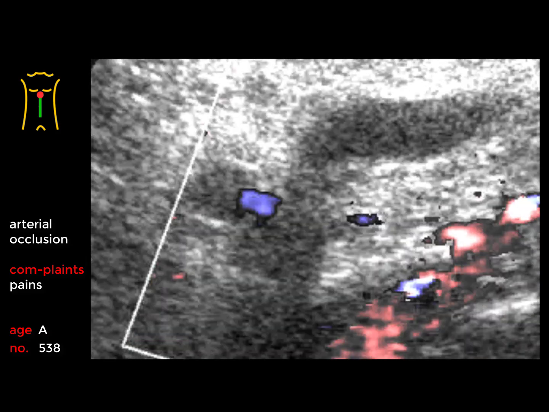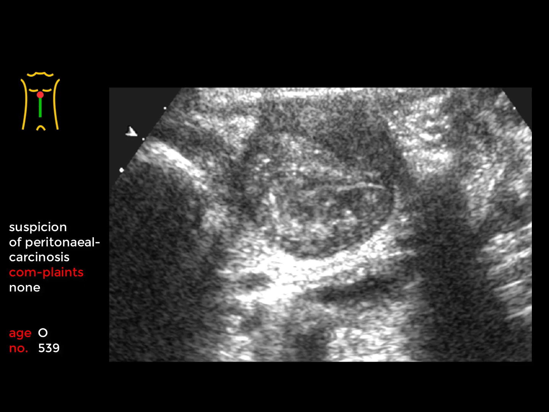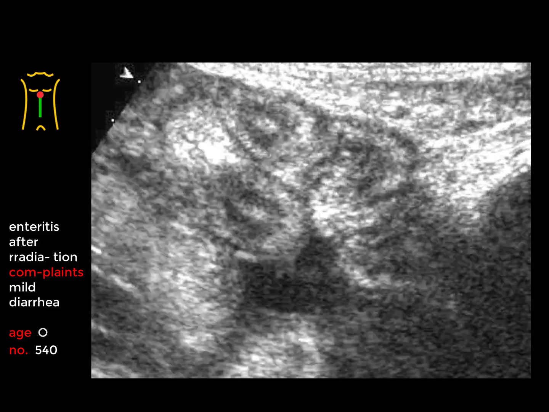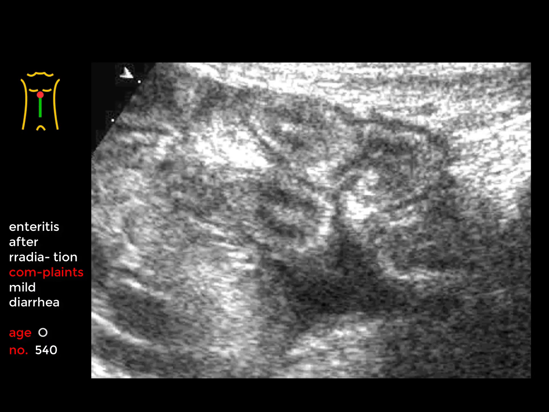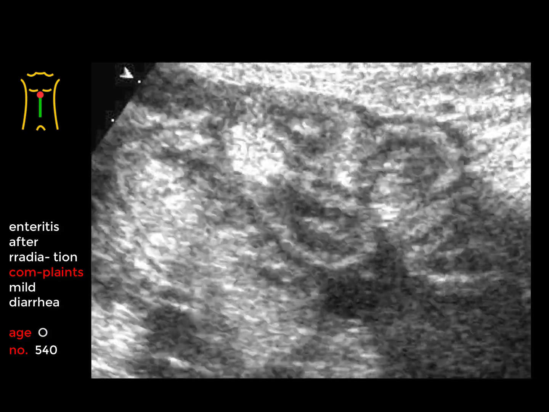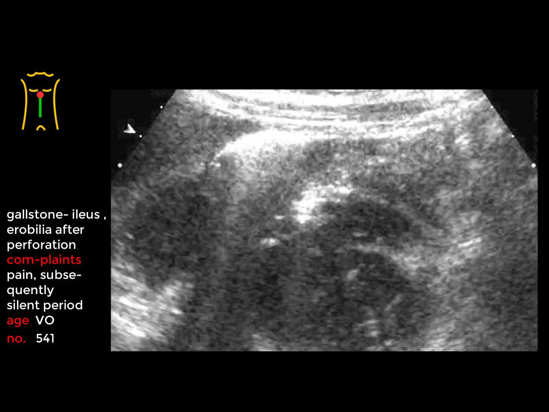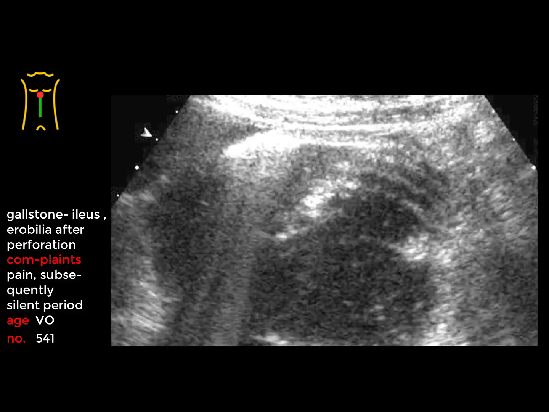538 is another case of impaired perfusion in the sense of a partial arterial occlusion and subsequent ischemia. This was suspected in this case 539 as well, since the patient neglected further investigations, the case could not be cleared. In case 540, however, history was clear: irradiation. In 541, an aerobilia and later on ileus were followed by diffuse abdominal symptoms.